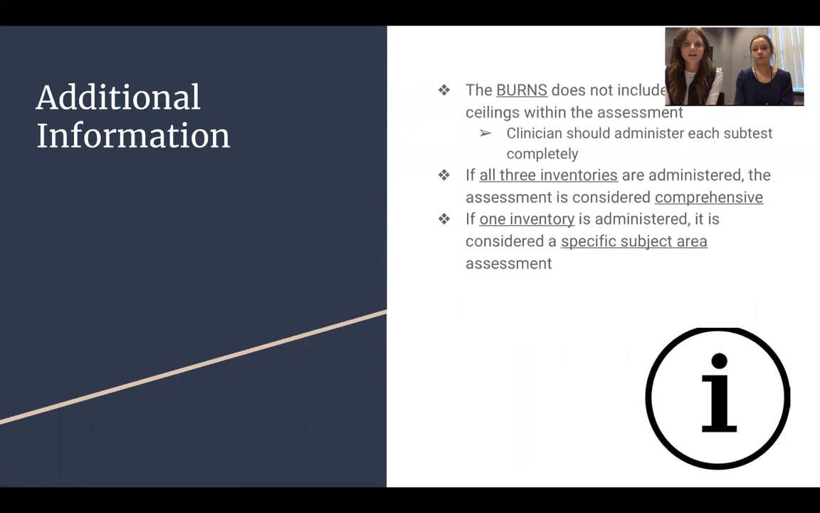The BURNS does not include basal ceilings within the assessment, so the clinician should administer each subtest completely. And in each of these subtests, they're fairly short, so we assume that's why there's no basal ceilings. If all 3 of these inventories are administered, it's considered a comprehensive assessment, but if only 1 inventory is administered, it's just considered a specific subject area assessment.